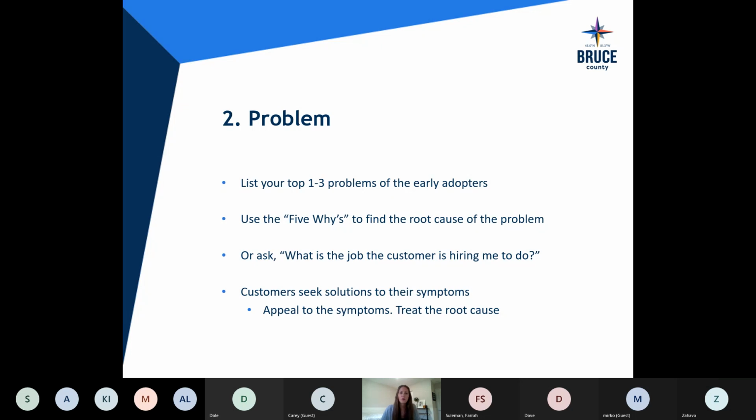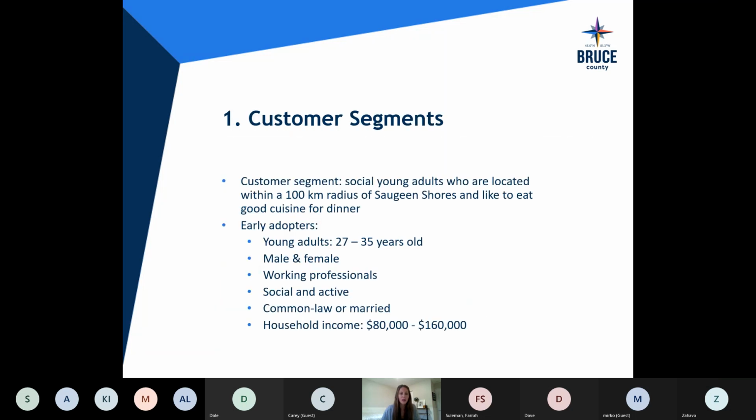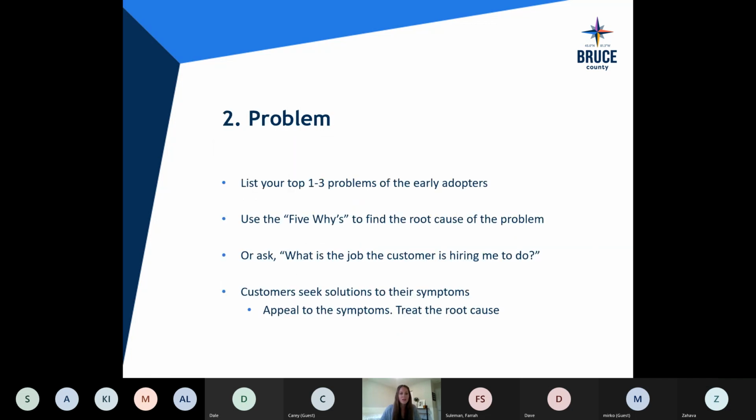So from here, what we're going to do is look at the top 1 to 3 problems of those early adopters. So these individuals I've identified here, I now need to dissect them a little more through some market research of my own, maybe talking with them, looking at secondary research already presented, and figuring out what their problems are with regards to, in my case, food subscription boxes, right?